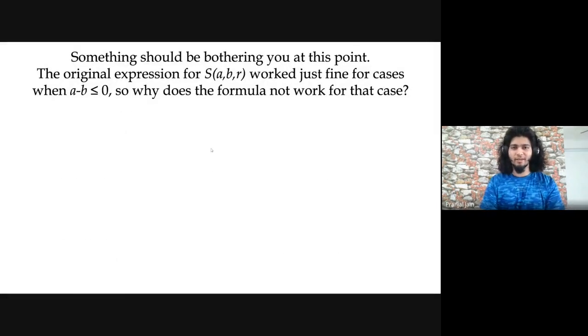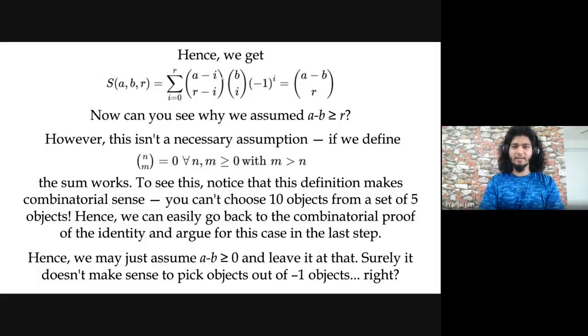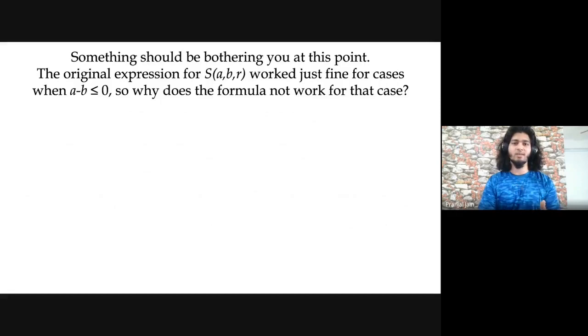But something must be bothering you, of course, because the original expression for S of ABR, which is given by that summation, doesn't actually give you any problems if A minus B is lesser than or equal to R, because over here there is no dependence on the quantity A minus B, but somehow through the combinatorial process we have brought it about. So even though our combinatorial process doesn't work for A minus B lesser than 0, that doesn't mean that the sum doesn't exist, right? The sum is pretty well defined. So we have not solved the entire problem. We have only solved half the problem.